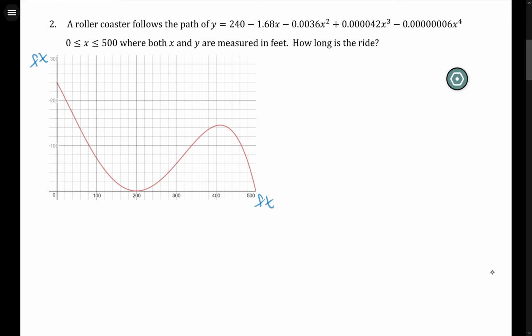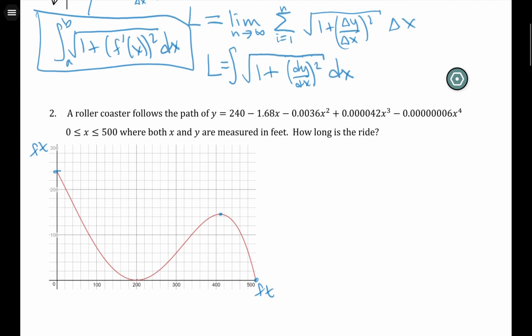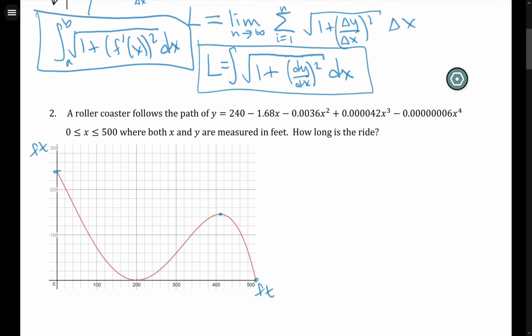So we start from a height of 250 feet, we drop down to ground level, we come back up to roughly 150 feet, and then we drop back down again. So we want to find the length of this curve, and we have an arc length formula. I've boxed that one, but actually I would say this is the one I would memorize. Not that it makes a huge difference. So we just need to know how to use this formula from A to B. So just get it memorized and then plug and chug.